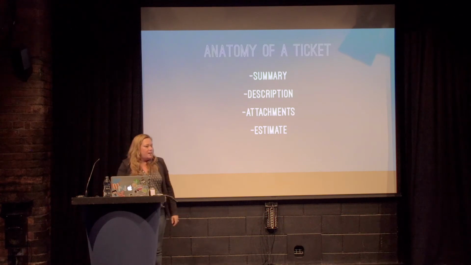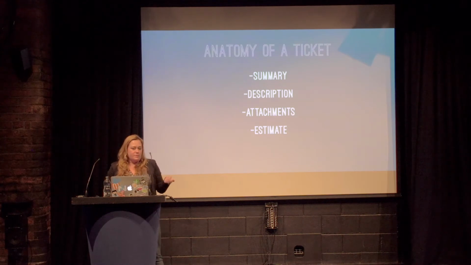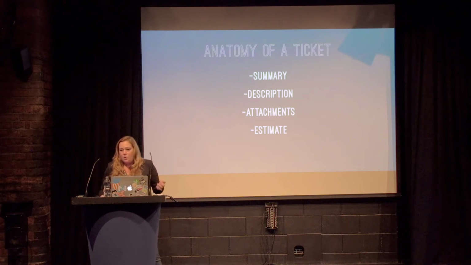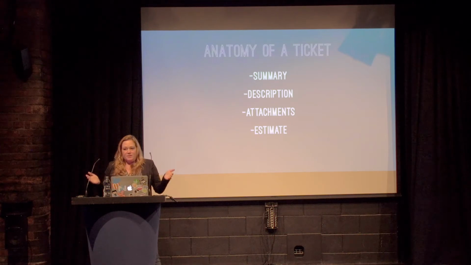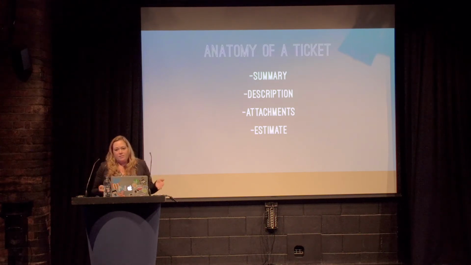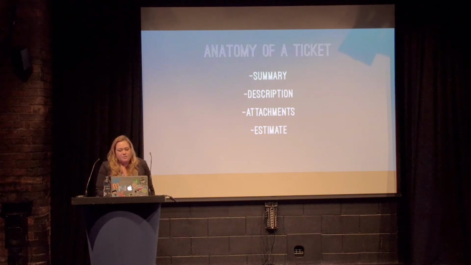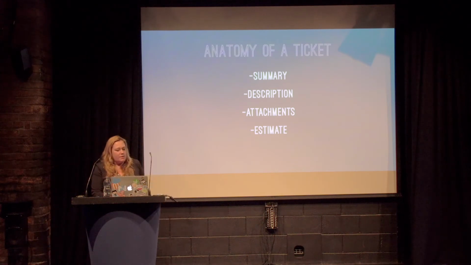Let's talk a little bit about the anatomy of a ticket. In a ticket, we have a summary, which was the example I just gave, a description, which is one of the most important parts. It has to have all of the requirements for that ticket. And attachments, again, an important part. We're all doing web development. There's an interface or screenshot or a wireframe or a design that can be attached to a ticket. And we have an estimate. All your tickets should be estimated at all times.